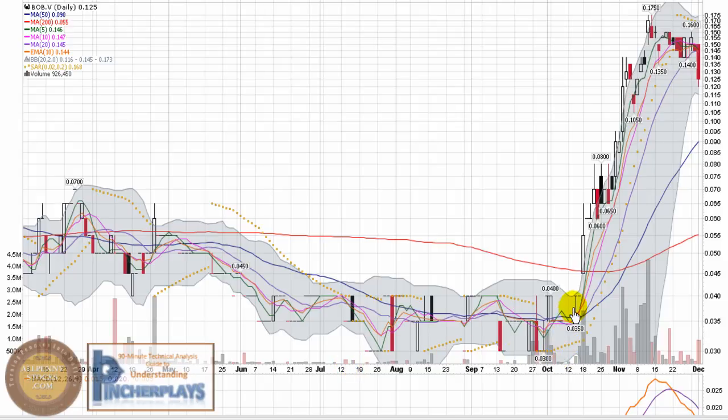In October, it really caught its wind. A run from 3.5 cents all the way up to 17.5 cents. Volume started picking back up. Right now, it's in a bit of a consolidation pattern.